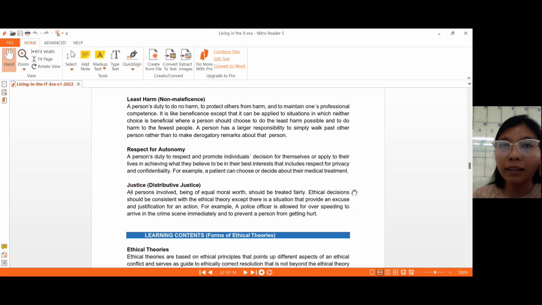Kumbaga, you are respecting his or her boundaries. For buhay niya yan, so siya ang magde-decide. For example, yung patient, you are the doctor, she is the patient, tapos na-diagnose mo siya na kailangan mong operahan, pero dahil katawan niya yun, magde-decide pa rin siya kung papayag siya na operahan mo siya o hindi.